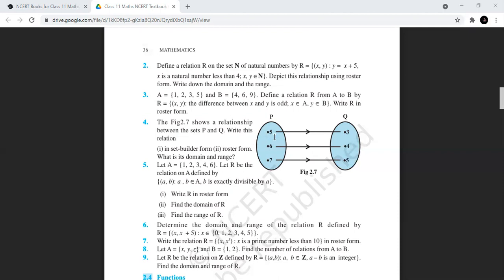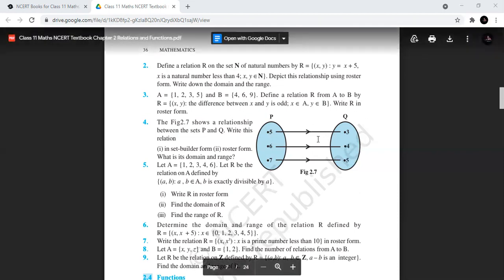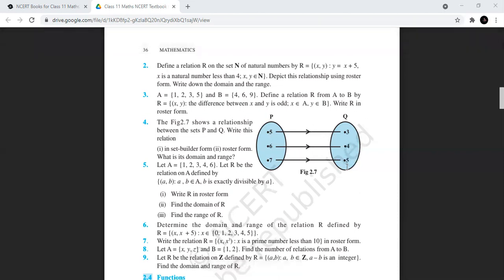So in roster form, ordered pairs would be (5, 3), (6, 4), (7, 5). Right? Now, if you just observe these ordered pairs, what do you think? What is the relation between the two variables, X and Y? First, the two entries of the ordered pair में क्या similarity दिख रही है आपको? See, the difference of both of them is 2. All right? Or rather, X minus 2 is giving you Y, or Y is equal to X minus 2. 5 minus 2, 3. 6 minus 2, 4. 7 minus 2, 5.